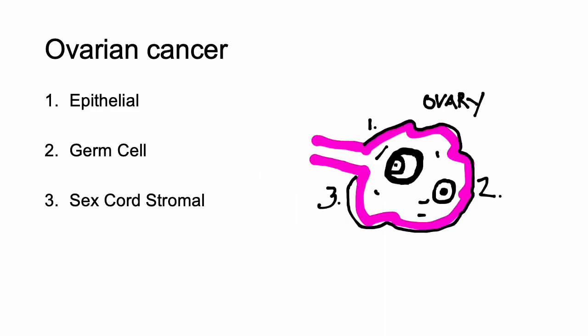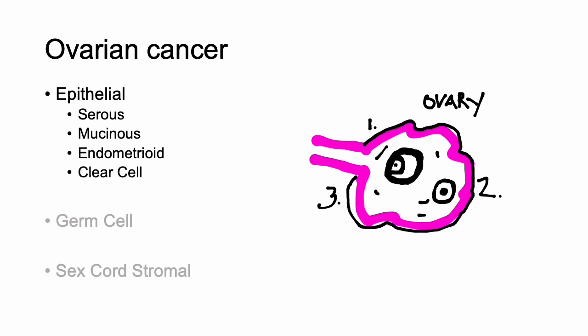So the three main cell types are epithelial, germ cell, and sex cord stromal. Epithelial being that outer layer of the ovary, germ cell being the reproductive cells of the ovary, and sex cord stromal being the stromal cells of the ovary.